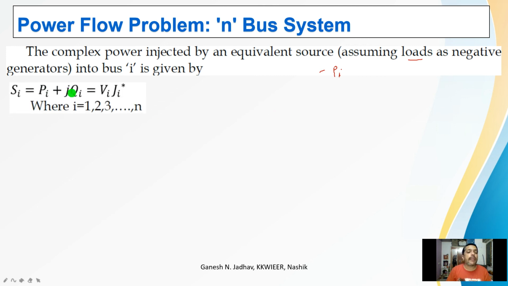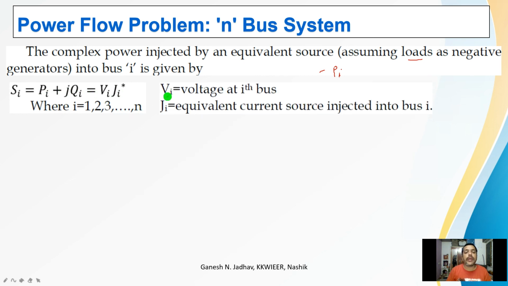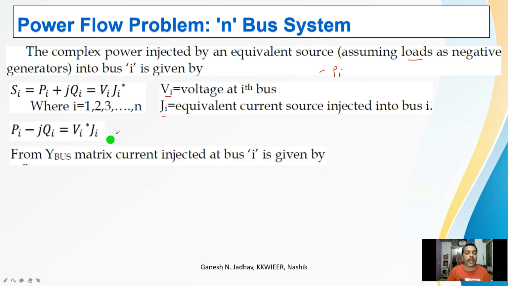So Si is equal to Pi plus jQi, that is Vi into Ii conjugate, where i is from 1 to n because it is an n bus problem now, where Vi is the ith bus voltage and Ii is the equivalent current injected. So Pi minus jQi is equal to, if I take the conjugate of this term, Si conjugate, then it will become Pi minus jQi. So it will become Vi conjugate into Ii.